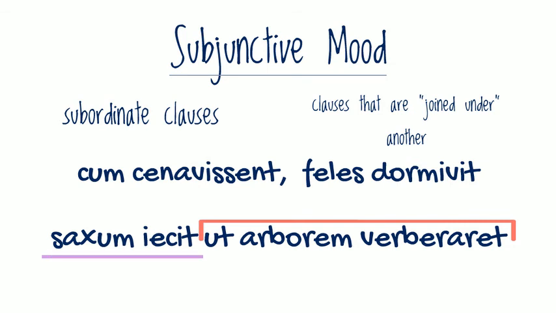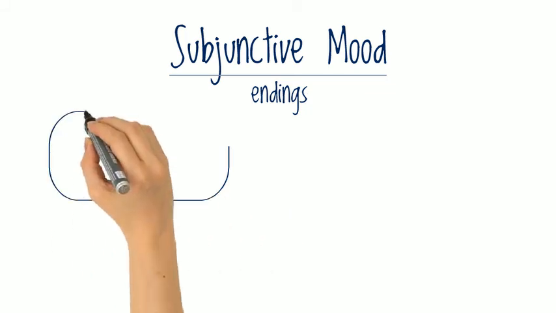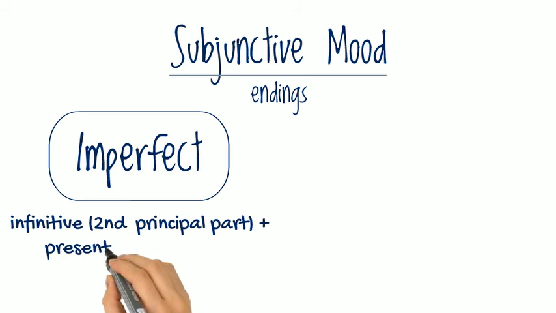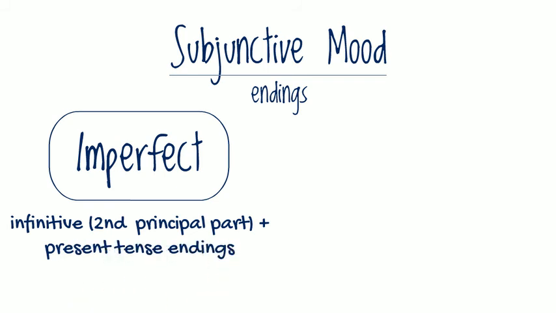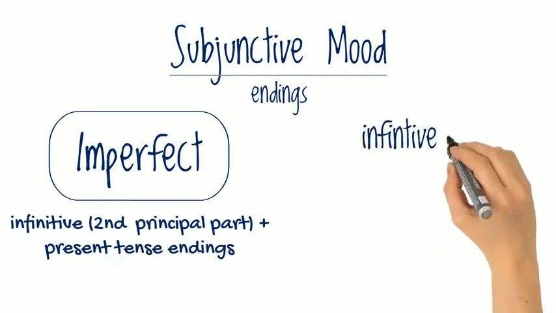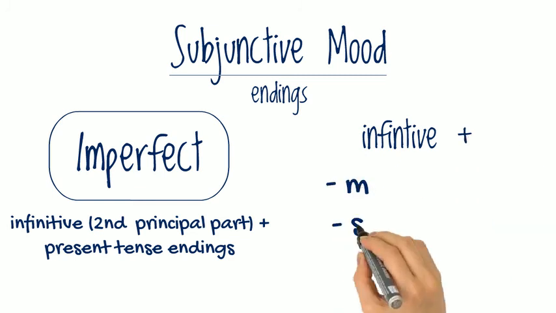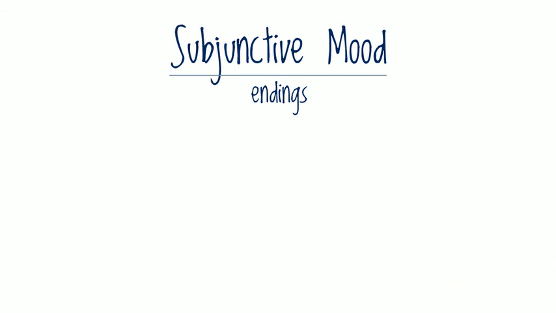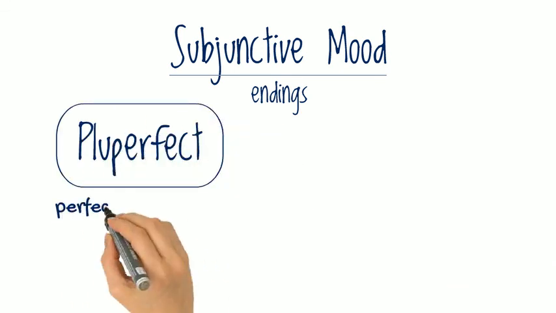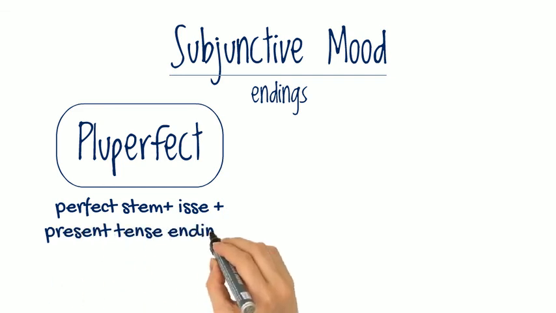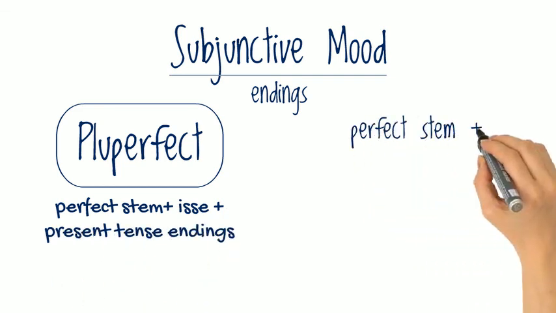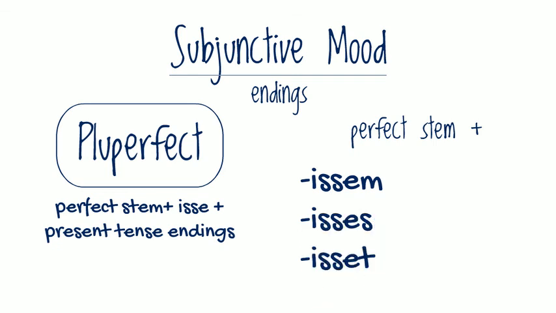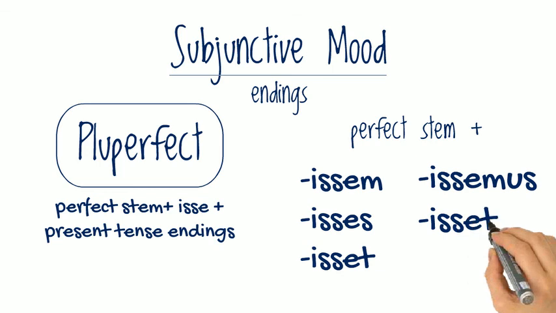So, let's talk about these endings. The subjunctive imperfect ending is the infinitive. Don't take anything off. Add the present tense endings except for the first person, which will be m. So we'll take the infinitive and we'll just tack on m, s, t, mus, tis, nt. Now, there's the subjunctive pluperfect. We'll take the perfect stem because it's perfect, add isse, and then those same endings. So we'll have the perfect stem plus issem, isses, isset, issemus, issetis, issent.